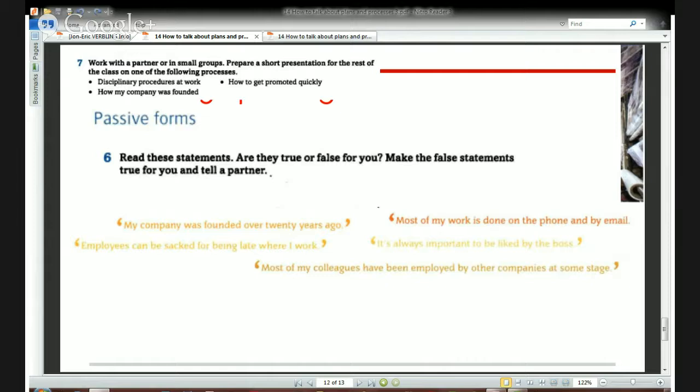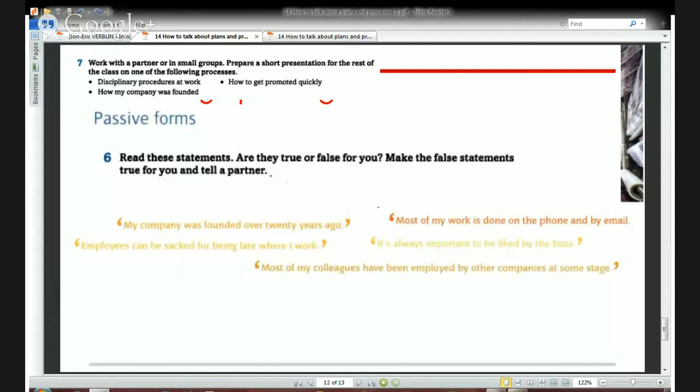Okay. Ruben, last one. Pick a statement and make it true for you if it's not true. Most of my colleagues have been employed by other companies at some stage. And why is that? Not true. It's not true. Oh, make it true. Make it true.